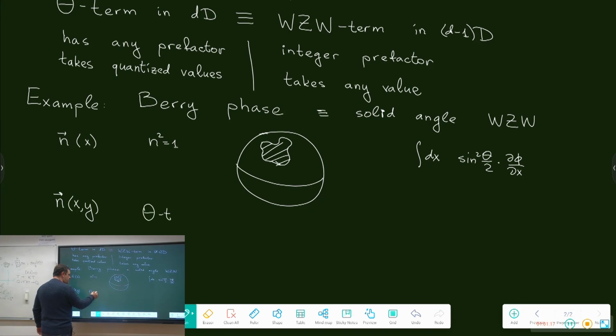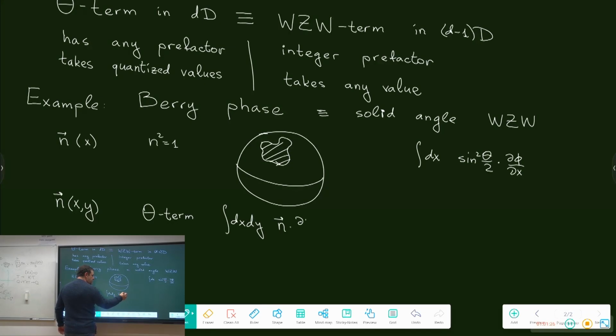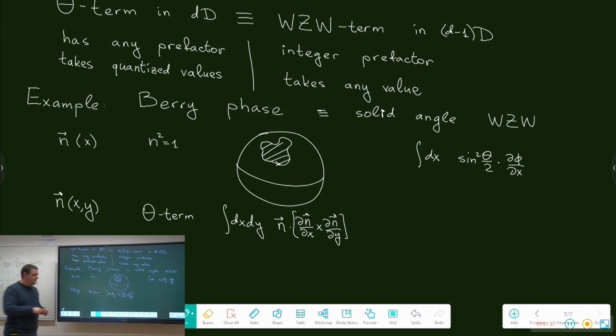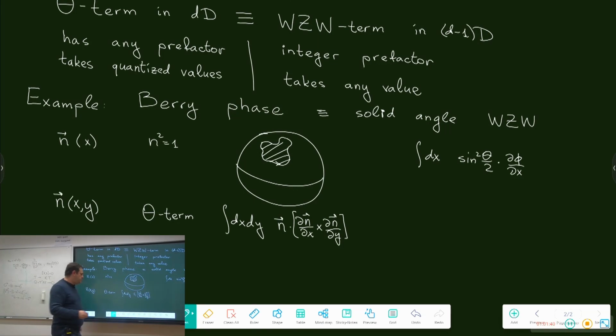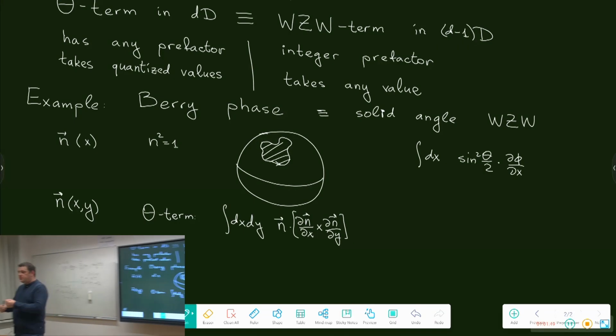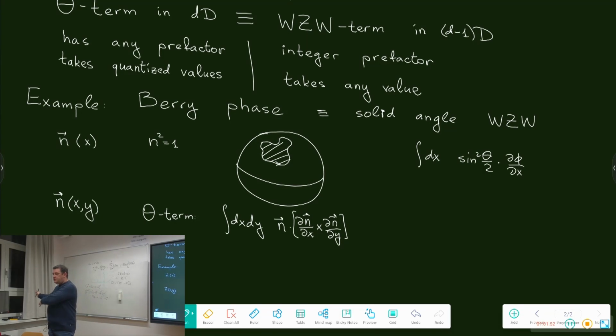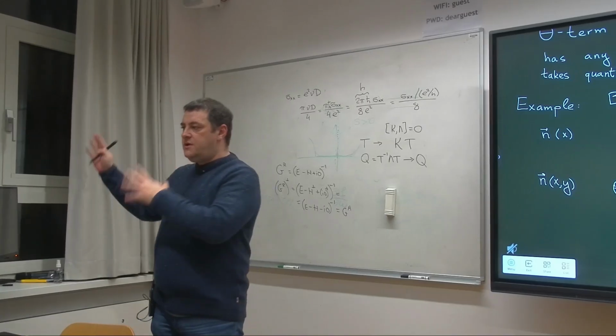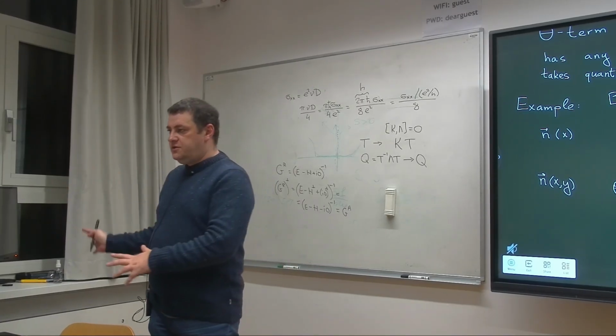Theta term is an integral dx dy of n dot dn by dx cross dn by dy. This is a cross product and then scalar product, with some prefactor that I do not remember. Now, if you calculate this integral for this n, it will count the degree of the map n, maps from xy to a sphere. This mapping has a degree. This degree is an integer number.